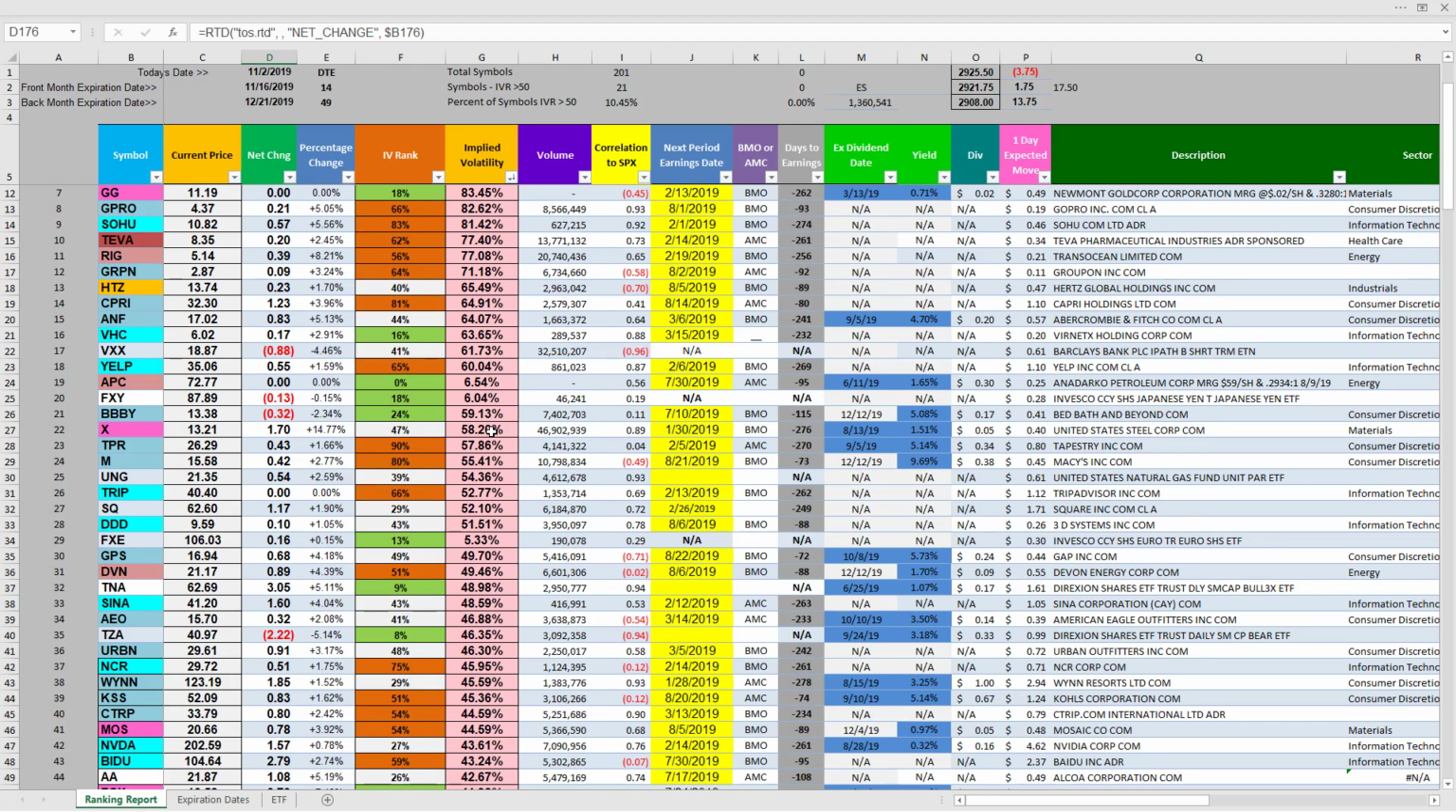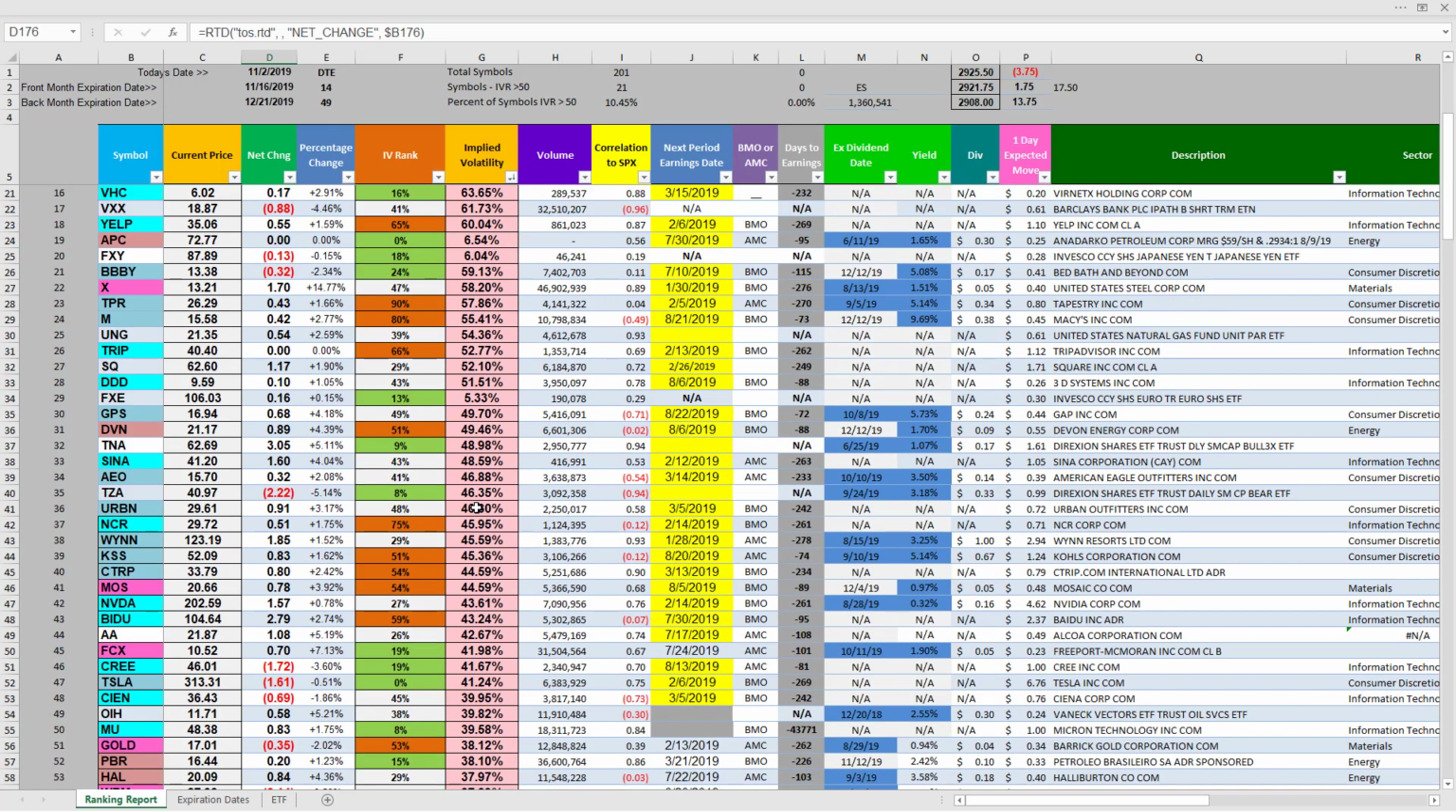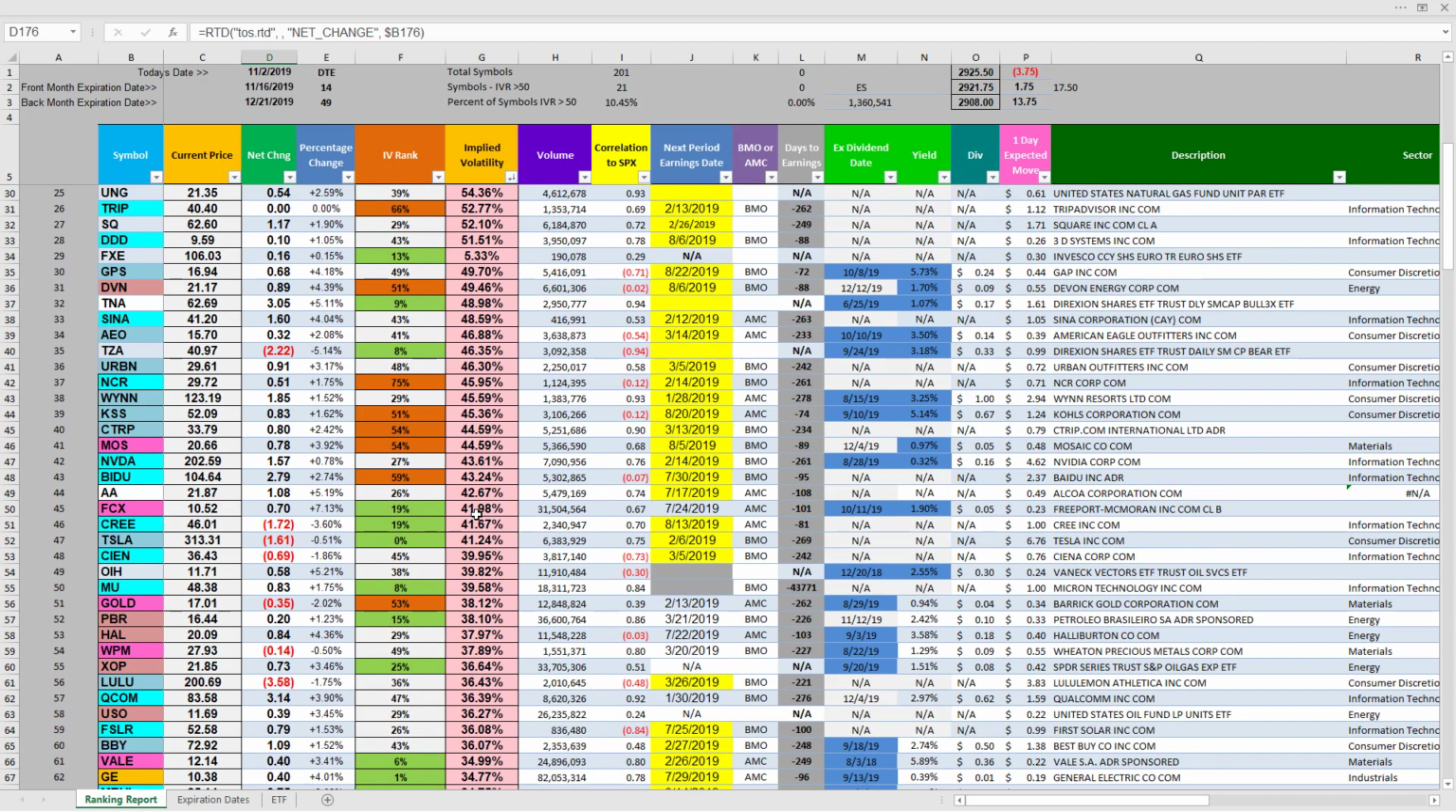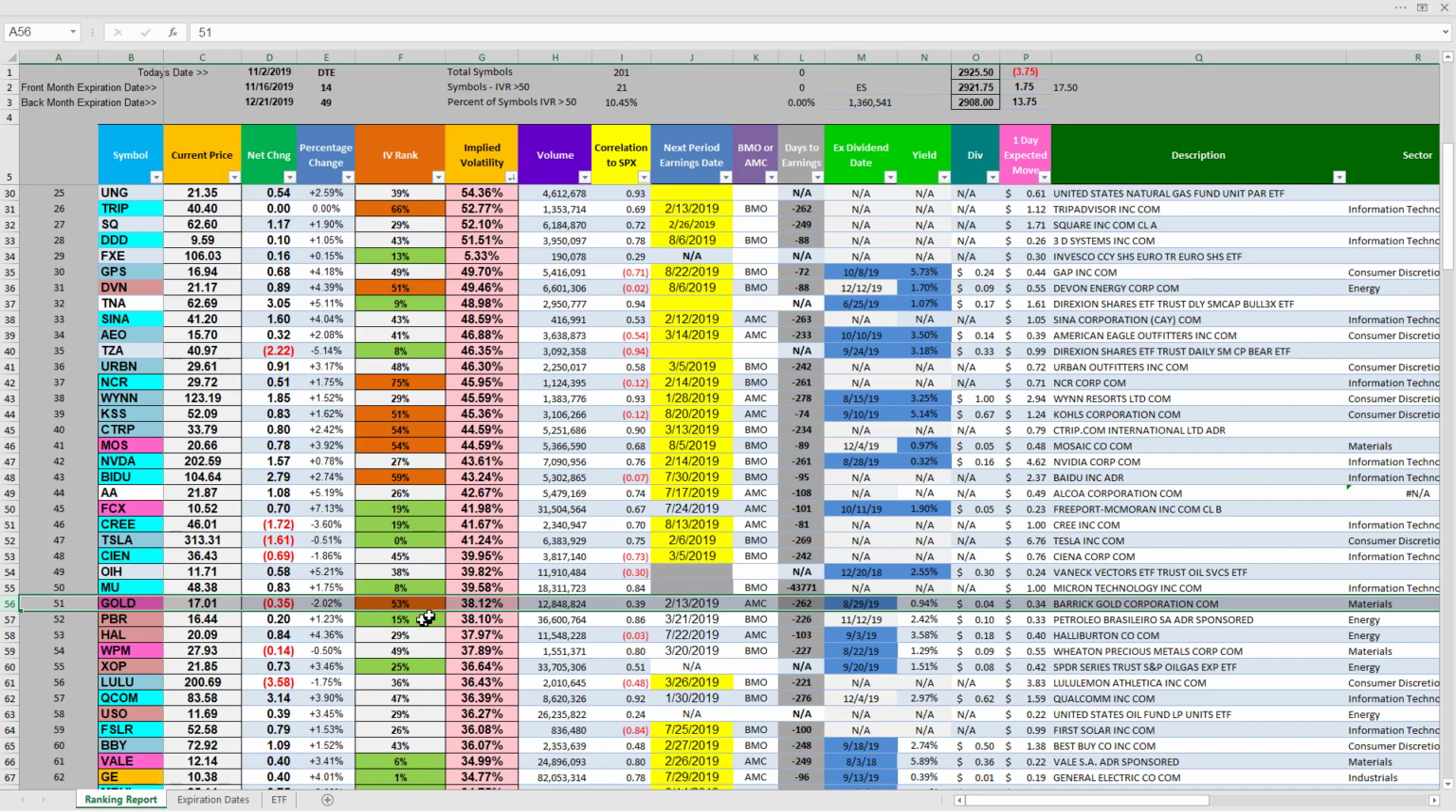More importantly, let me find a really good example here that I want to touch on. I've sorted this by implied volatility rank. For some reason, that's not sorting properly, but we'll get the gist here. I want to find one that's real low. Okay, let's look at this GOLD down here, where I've just highlighted.